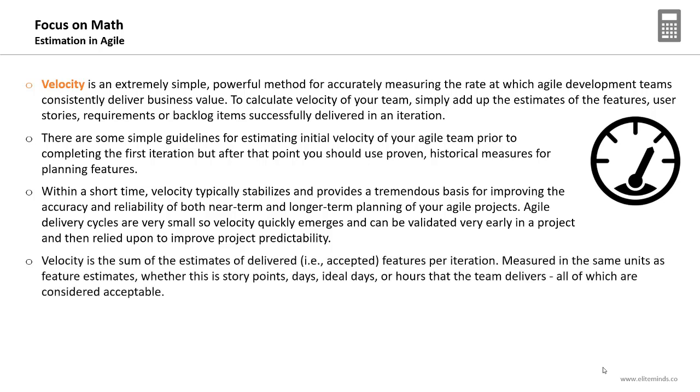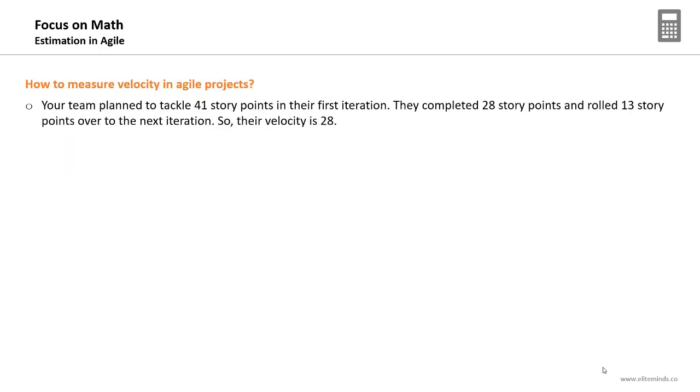Velocity is the sum of the estimates of delivered, accepted features per iteration, and usually it's measured with the same units of the feature estimates, which is the story points. Sometimes it can be measured using days, ideal days, or hours, but the most common unit is the story points. So the velocity unit will be story points per iteration or per sprint.